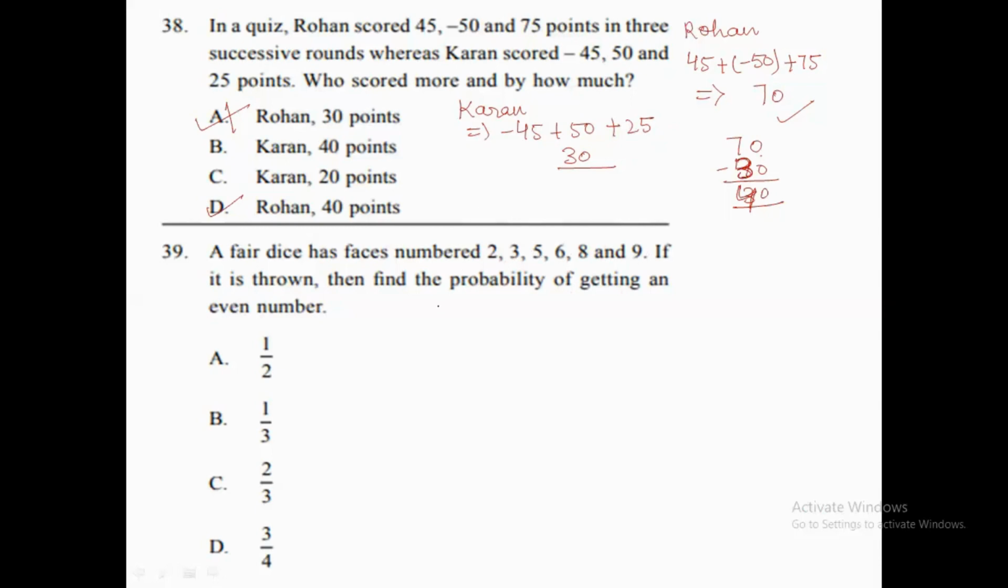Now, out of these 6 numbers, how many are even numbers? 1, 2, 3. 3 numbers are even, correct? So even numbers are 3 and total numbers are 6. So the probability of an even number will be 3 by 6. If we simplify it, we will get 1 by 2, which is our option number A. Understood? Okay, let's move on.